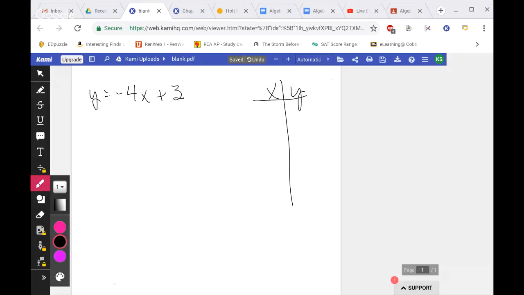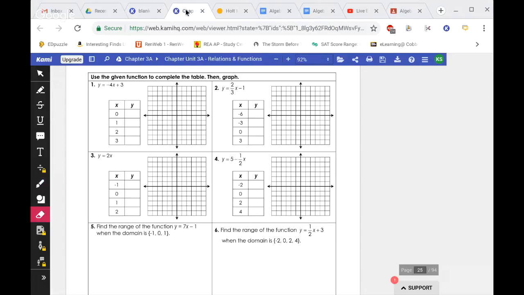Is she gone? Okay. I believe it was 0, 1, 2, 3. Is that correct? Yeah. Are you still with me, Eli? Yes, ma'am. Negative 4 times 0 plus 3. So basically what you're going to do is plug in each one of these. So I've got 0 plus 3 and y equals 3. So it's 0, 3. So I'm going to put in a 3.